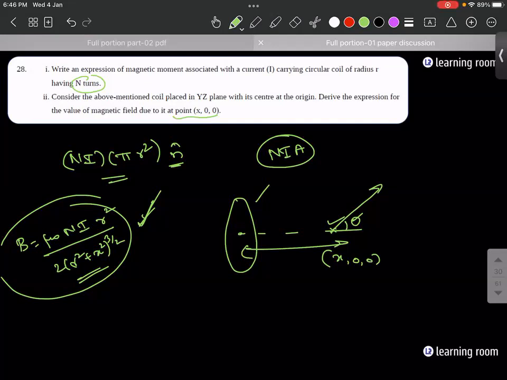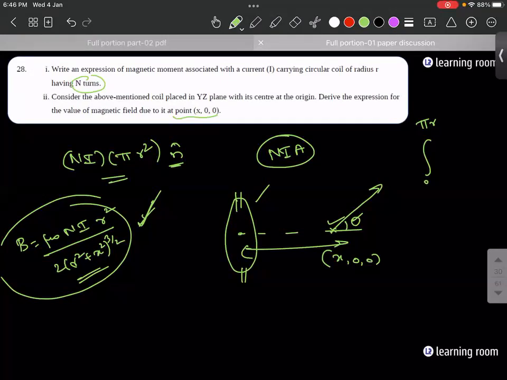Okay, sir. Then tell me only one thing. How many elements did you consider? Two, sir, or one? Two. Two means your integral limit should be from 0 to, what did you take the limit as? 0 to pi. Did you take this? Sir, no, I did not do it this way.